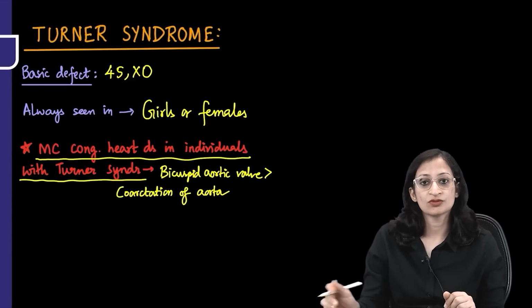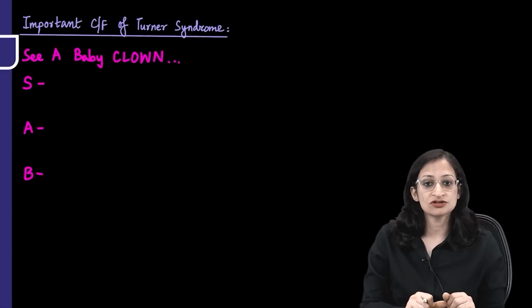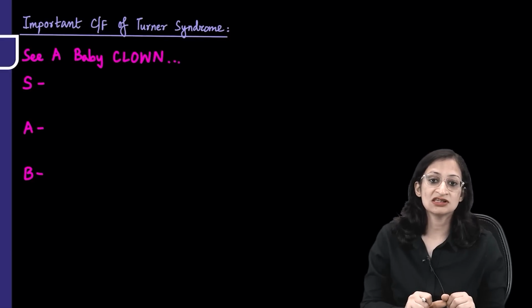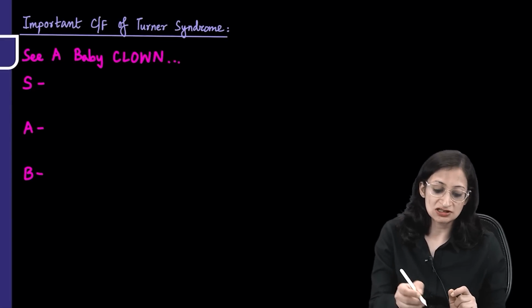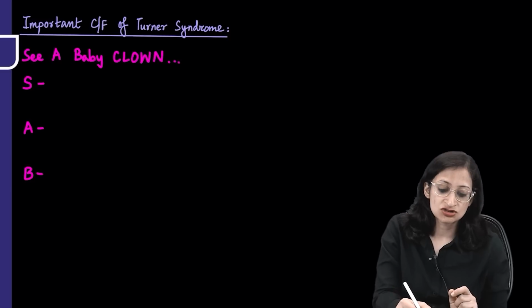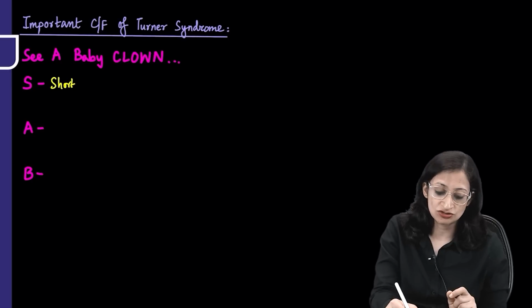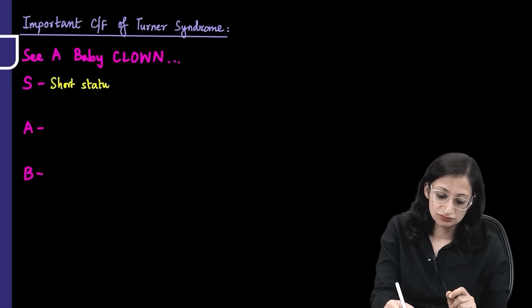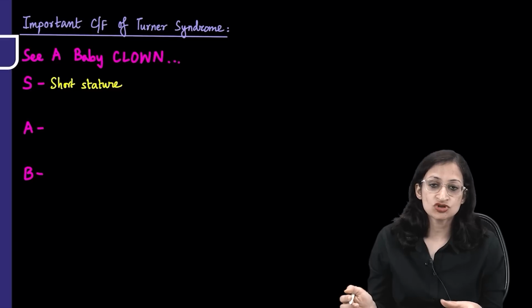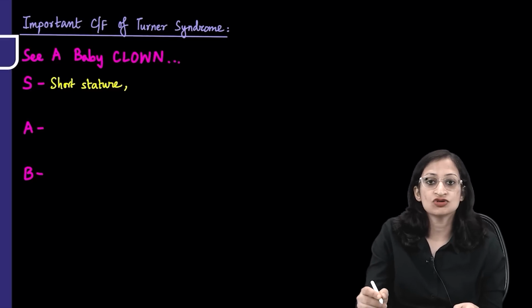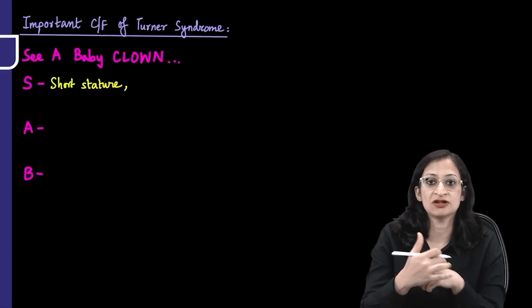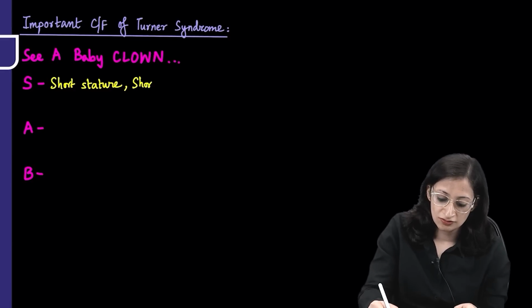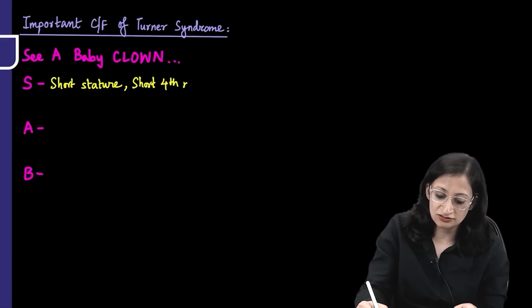Now the important clinical features of Turner syndrome you can remember by a mnemonic, see a baby clown. Not to offend anyone, but just using it as a mnemonic. With S you have short stature. Individuals with Turner syndrome are going to have short stature. Apart from short stature, they also have short fourth metacarpal. If you look at their fourth knuckle, it will be slightly posteriorly placed. So short fourth metacarpal is usually seen.